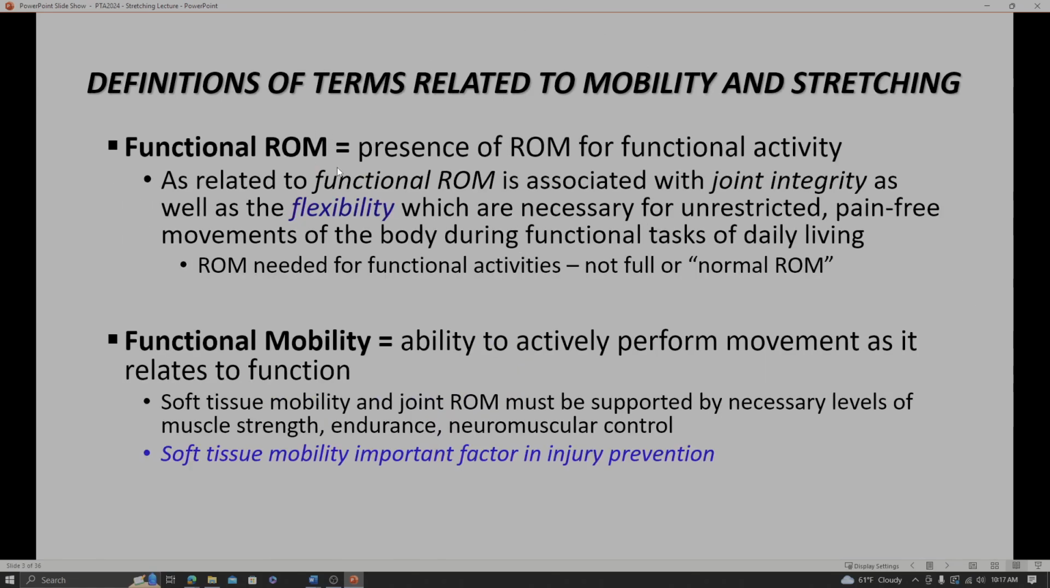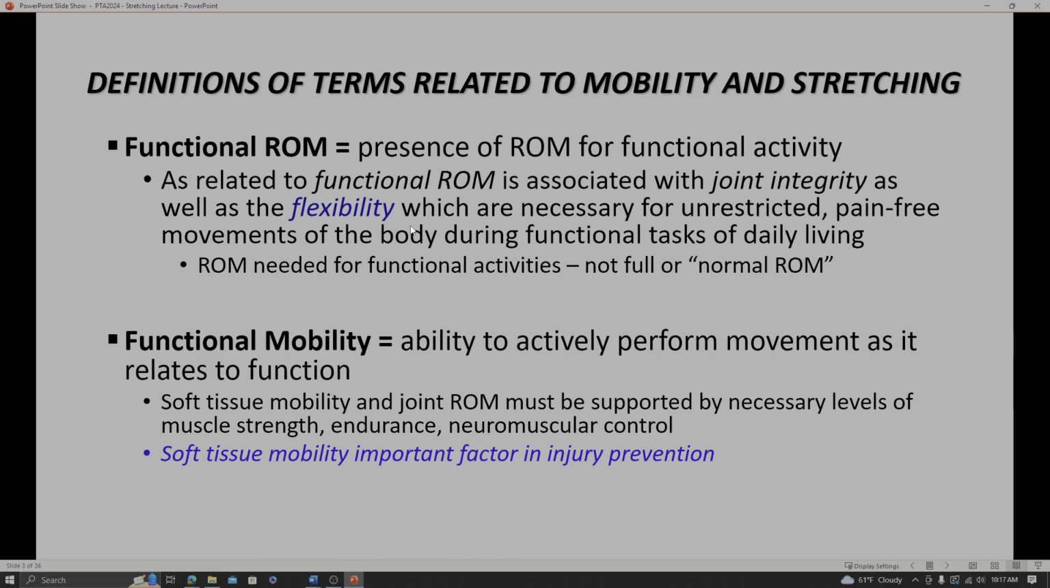So a couple definitions you should know. Functional range of motion is just the presence of range of motion for a functional activity, right? As related to functional range of motion, like with the joint integrity or the flexibility, these things are necessary for unrestricted, pain-free movements of the body for functional tasking. So this is just the range of motion needed for performance of functional activities, right?